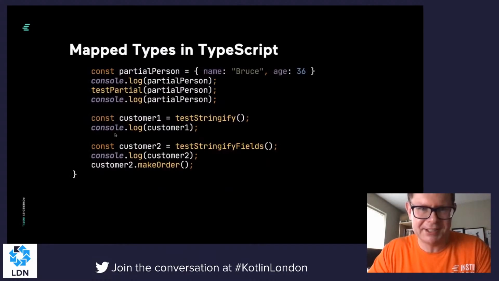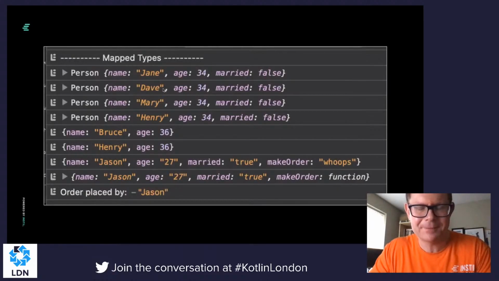Just to call your attention to one nice little bit here, you see I can say partial person. This is an object literal in TypeScript. So we're saying, okay, this is an object that has a name and an age. It's not a person because it's missing the married property, but it is a partial person. It's like a subset of the person type. So I can call test partial and pass in my partial person, and that will work just fine. Okay, so you can go out and play with this now.